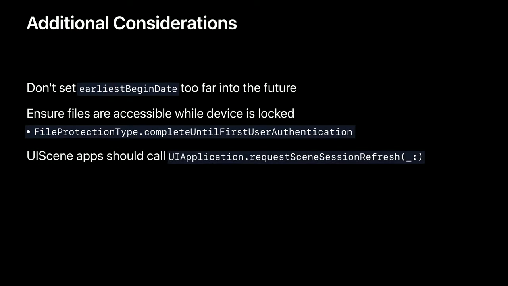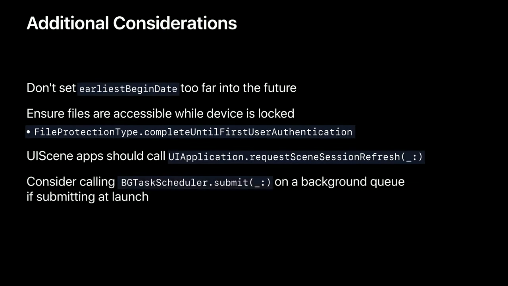We showed you how to implement background app refresh in a traditional single window UIKit app. But as you know, this year we're introducing multi-window apps with a UI Scene API. If you're adopting that API, you should make sure to call UIApplication requestSceneSessionRefresh at the appropriate time to tell the system that the snapshot in the app switcher needs to be updated. And you can find out details about this in the documentation.